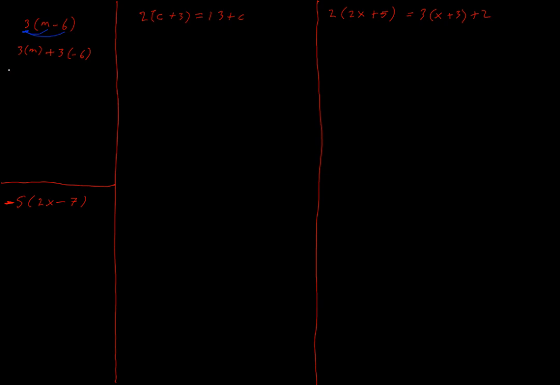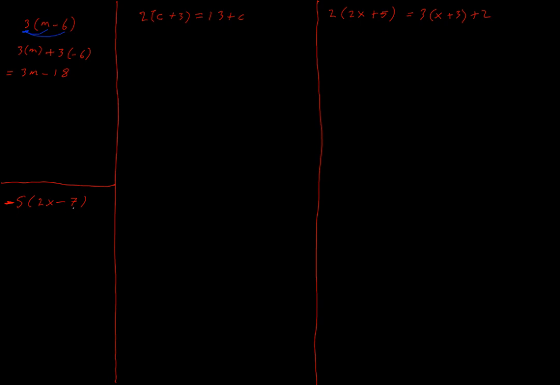Now if I multiply that out, I'm going to have 3 multiplied by m. Well, the short way of writing that is 3m. And plus 3 multiplied by minus 6: plus multiplied by minus will give me minus, 3 multiplied by 6 will give me 18. And that's as far as I can go because I know that I can't add or subtract letters and numbers. So that's as far as I can go with that question.